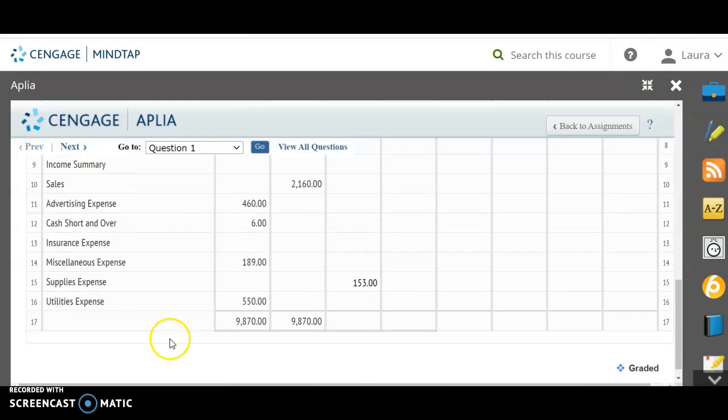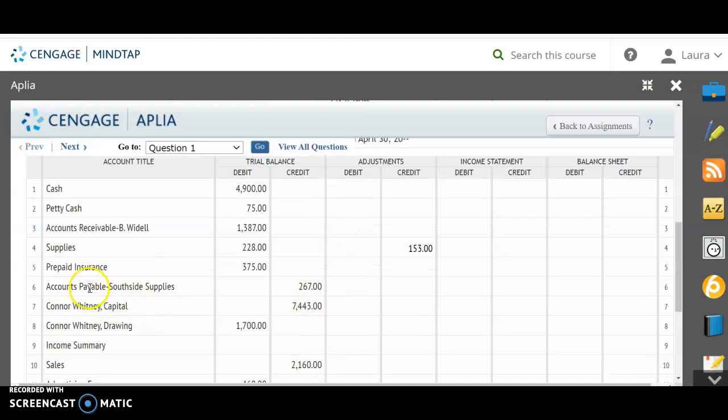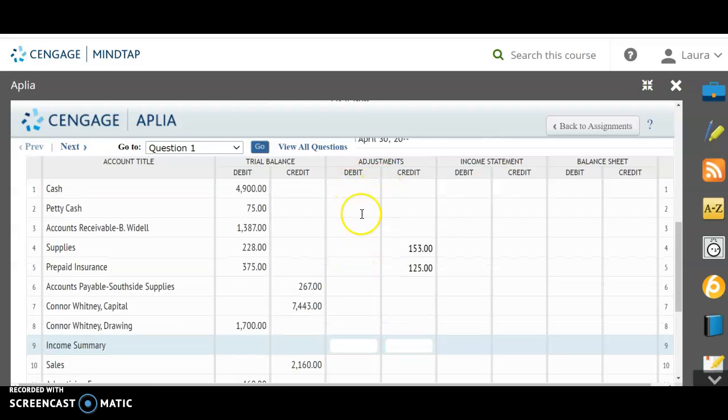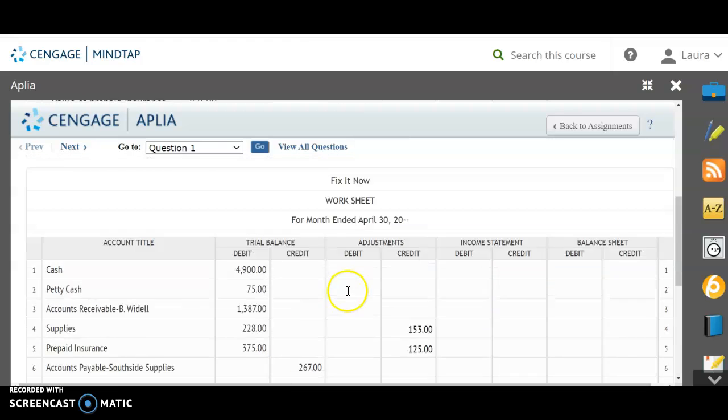So we go down here to insurance expense. All expenses are debits, and we have to put in that $125 for our insurance expense because that amount that we use turns into an expense. And then we credit the prepaid insurance for that same amount, $125. And then we're going to add those debits and credits together, and they should obviously match because they're the same amounts in each one. And we should get $278 for the debit and the credit. And that is all we have to do for our adjustments.